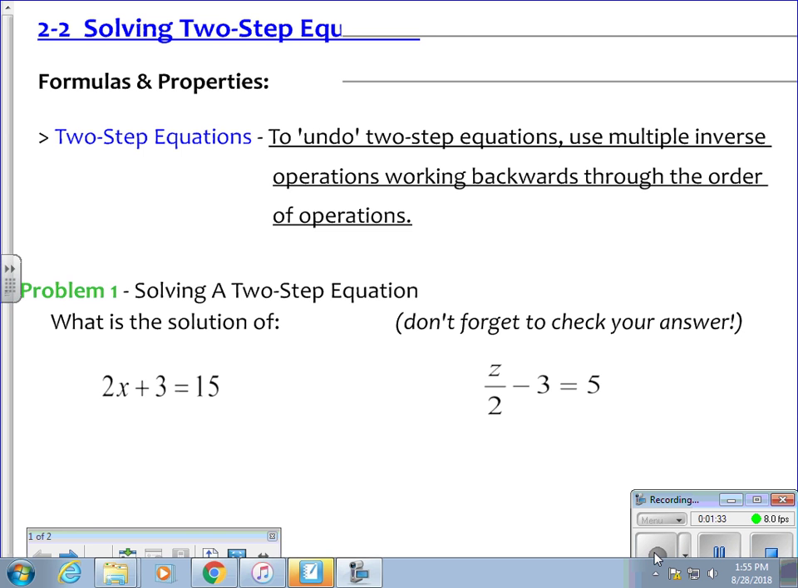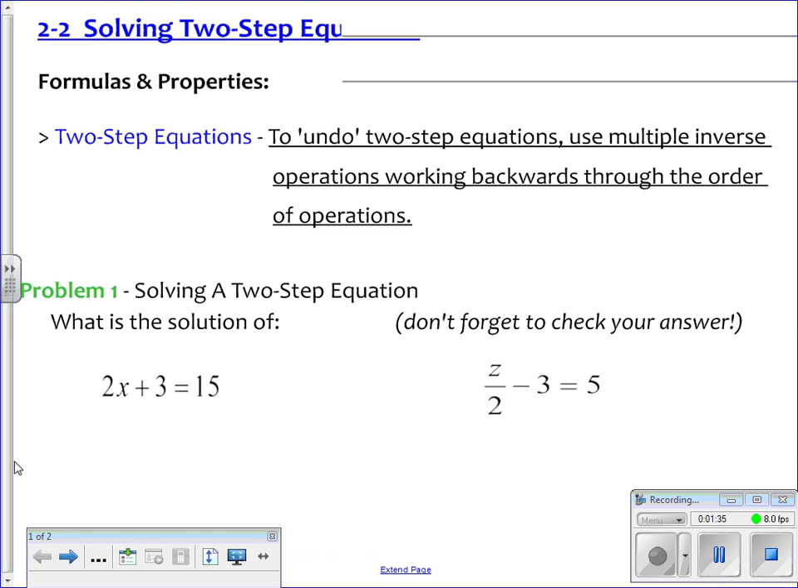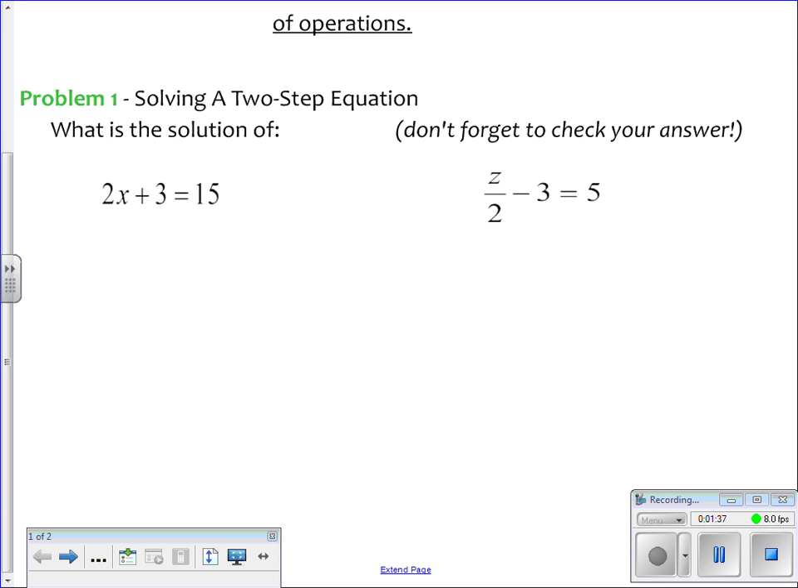Okay, so when I'm looking at this equation, 2x plus 3 equals 15. Order of operations, you do multiplication before you do addition. But when you're solving, you do it in the reverse order. So the first thing I'm doing to the x is I'm multiplying by 2. Second thing I do to it is I add 3. To solve it, I do that backwards. I get rid of the plus 3 first.